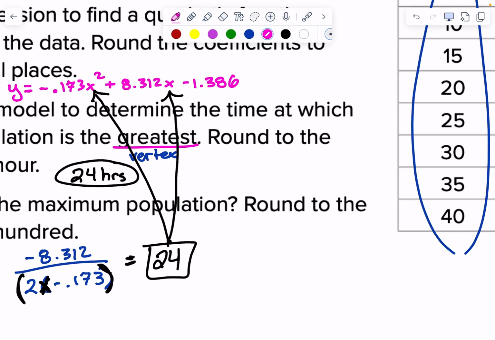Negative 0.173 and 20. So it'd be like 600.